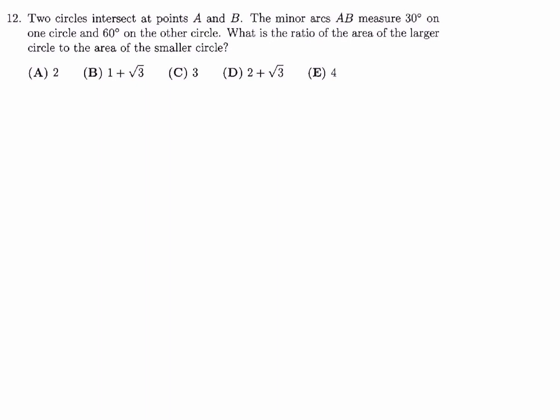Two circles intersect at points A and B. The minor arcs AB measure 30 and 60. What is the ratio of the area of the larger circle to the area of the smaller circle?